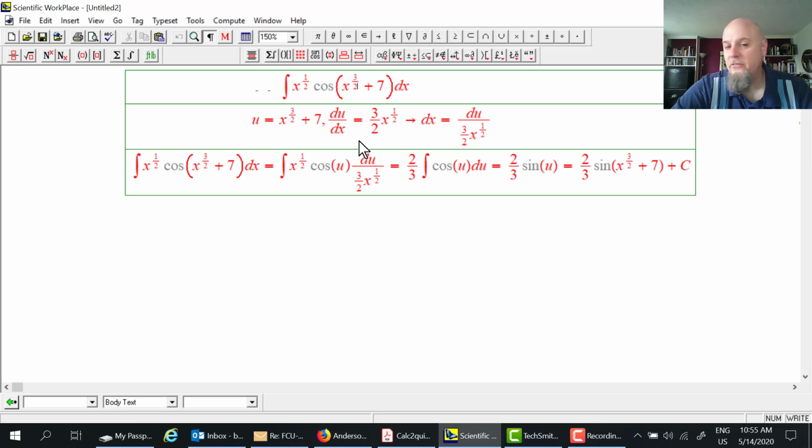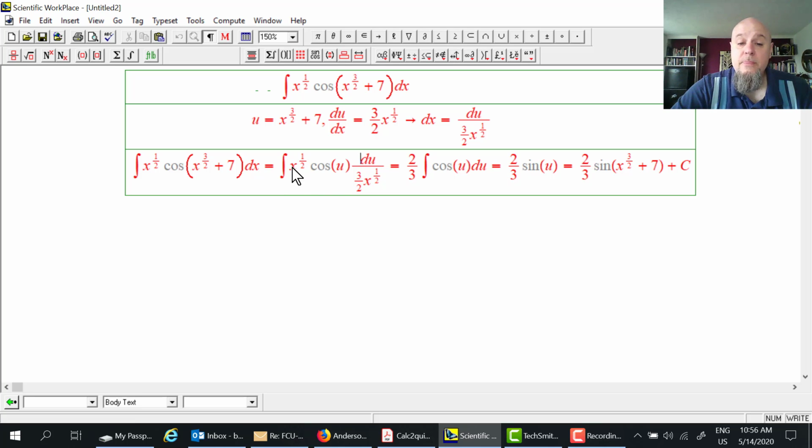I use du dx instead of u prime because I want to solve this expression for dx equals. So dx equals du divided by this derivative. Now, let's replace. We're going to put u in for what the inside function is, and I'm going to replace dx with this expression with du in it. Since I'm changing everything to u's, I want to switch everything, even the dx, into a version of du. So I've replaced the inside function with u and the dx with du divided by the derivative.